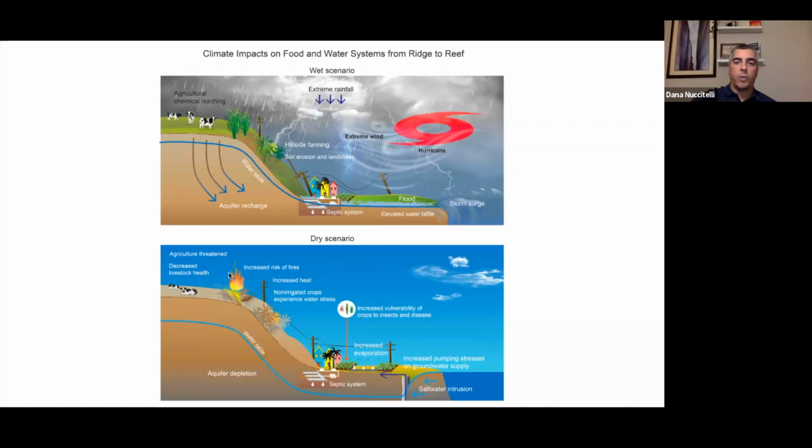When it's particularly dry, then potentially they have to increase their groundwater pumping, which can deplete the aquifers, cause problems associated with that. There's also increased risk of fires, increased heat impacts, and water stress on crops and various impacts like that.